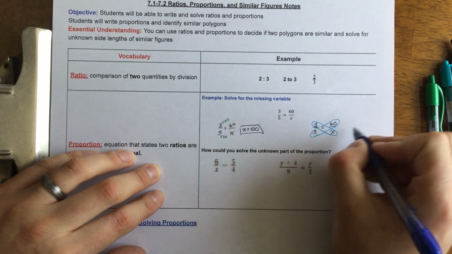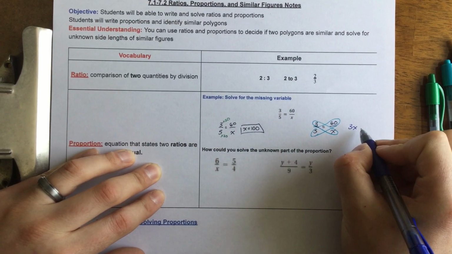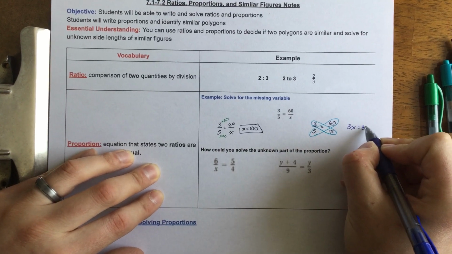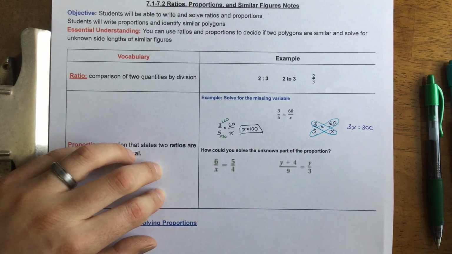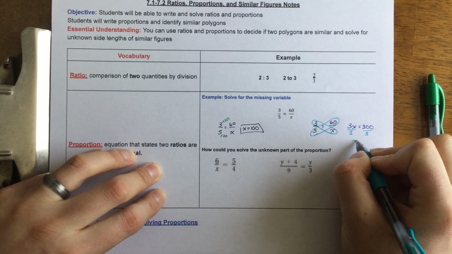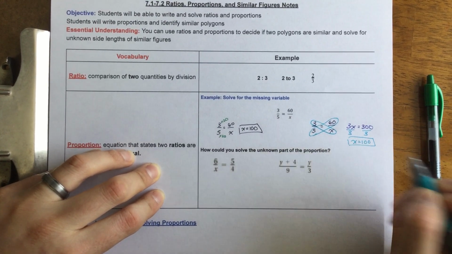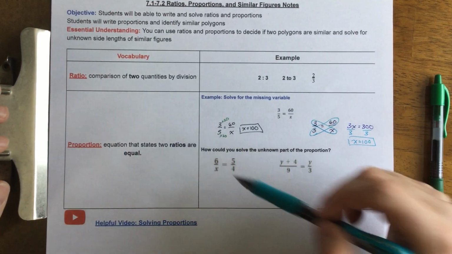So we would say 3 times x is 3x, and that'll equal 5 times 60, which is 300. So now we can divide by 3 on both sides. X would equal 100. Comes out to the same solution. So let's try two more examples.